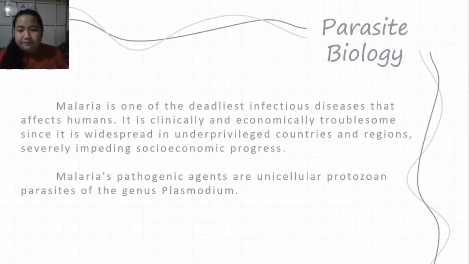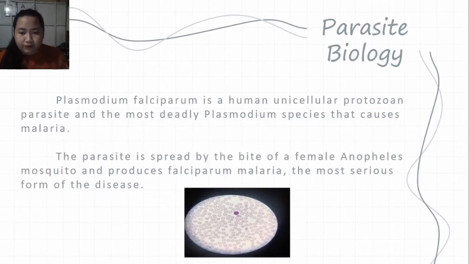P. falciparum. Parasite biology. Malaria is one of the deadliest infectious diseases that affects humans. It is clinically and economically troublesome since it is widespread in underprivileged countries and regions, severely impeding socio-economic progress. Malaria's pathogenic agents are unicellular protozoan parasites of the genus Plasmodium.